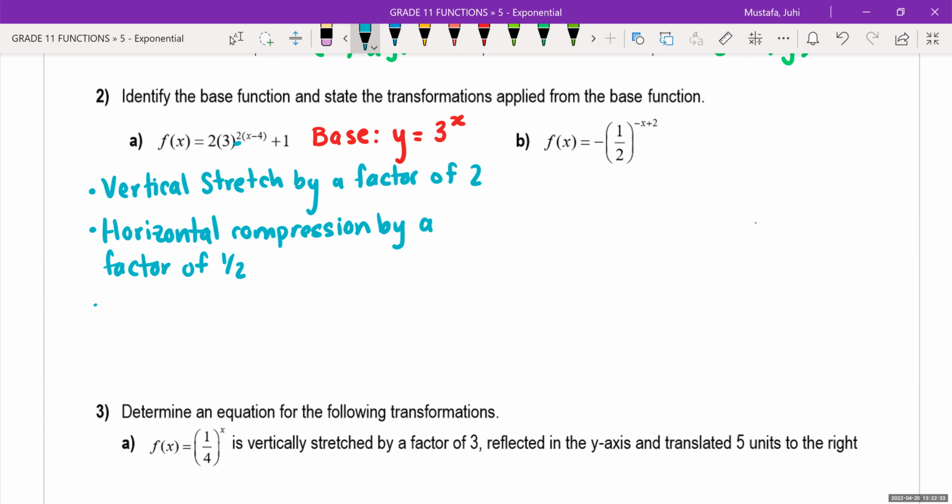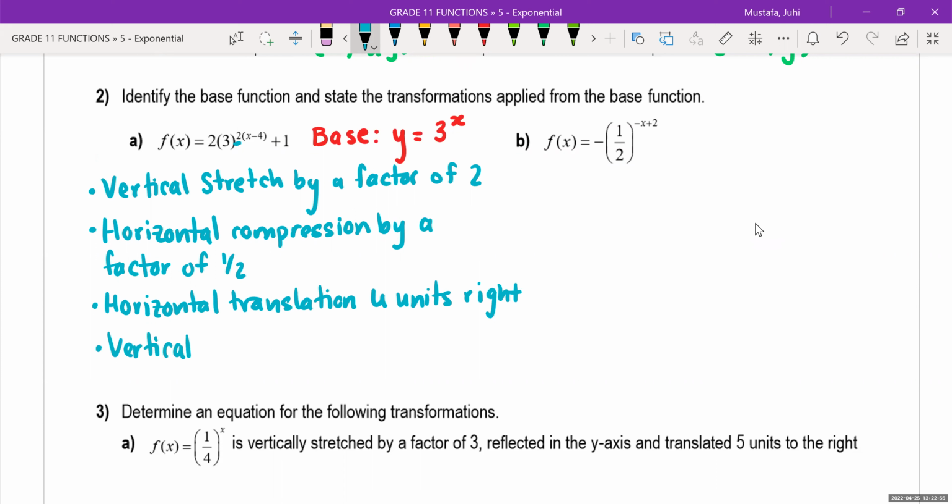How about the x minus 4? What would that be? Horizontal translation 4 units to the right. And then finally, we have a plus 1. That would be a vertical translation 1 unit up.